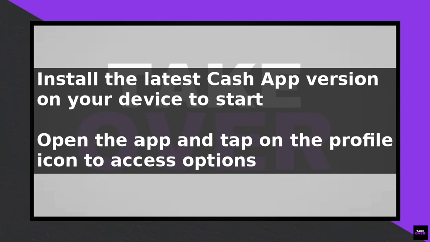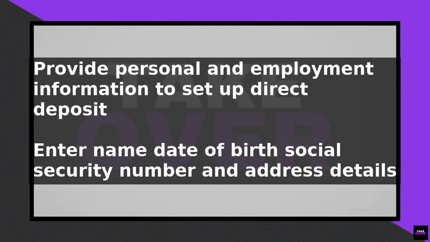Scroll down and look for the direct deposit option. Then click on Get Account Number. You will need to provide some personal and employment information to set up direct deposit. This includes your name, date of birth, social security number, and address. Once you have entered all the required information, you will receive your account and routing numbers.